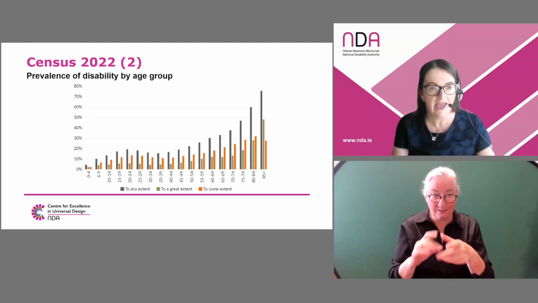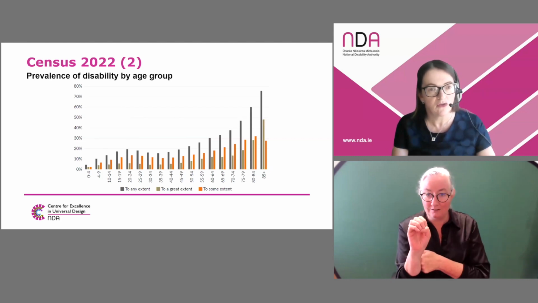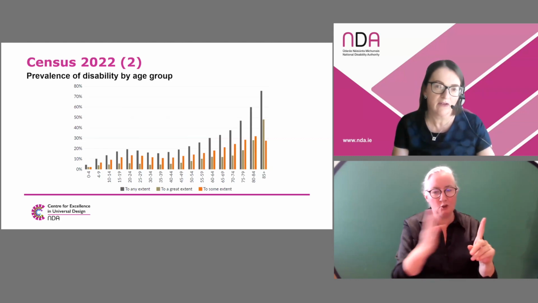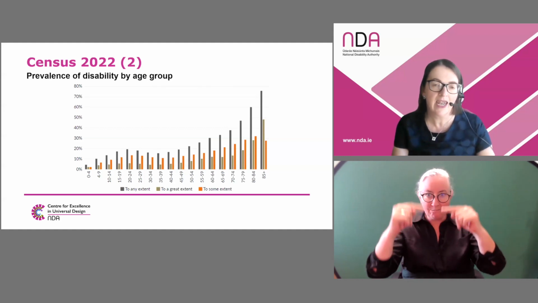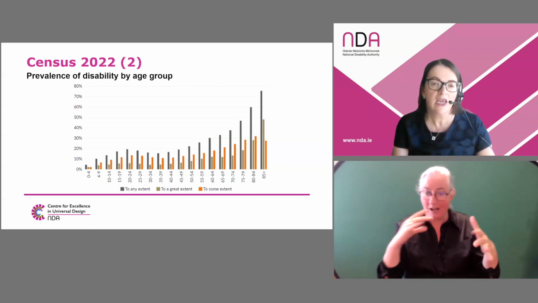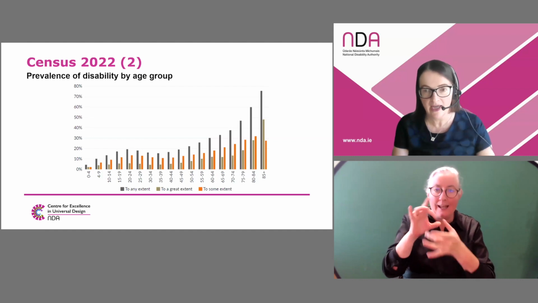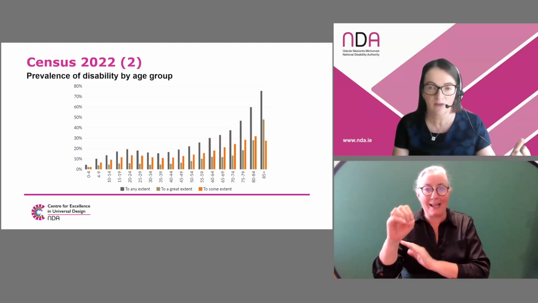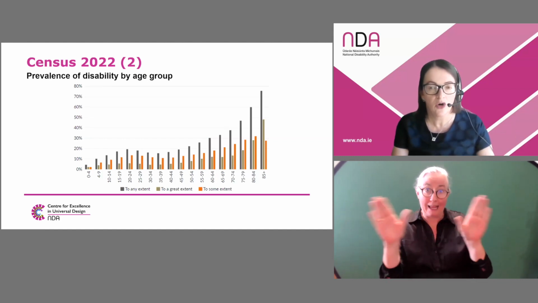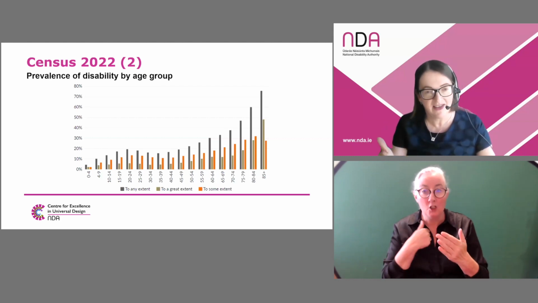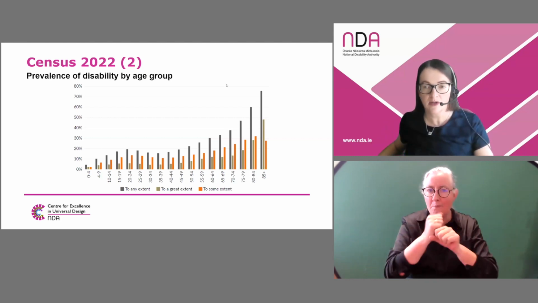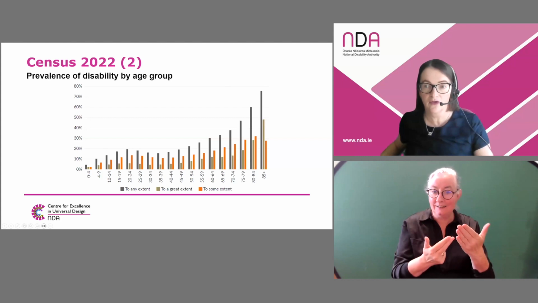So on the x-axis is age, increasing from left to right, and on the y-axis is the prevalence of disability. The graph shows that there is a significant increase in disability as we age. So I think it's very clear that we can say that with aging comes disability. And one way I would urge you to think about universal design is about designing for your future self.